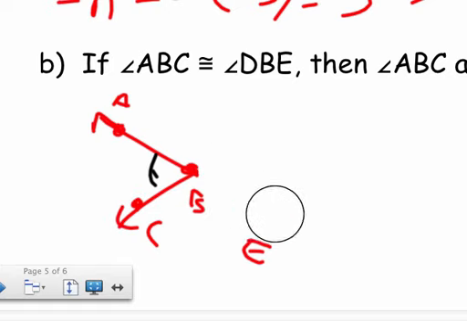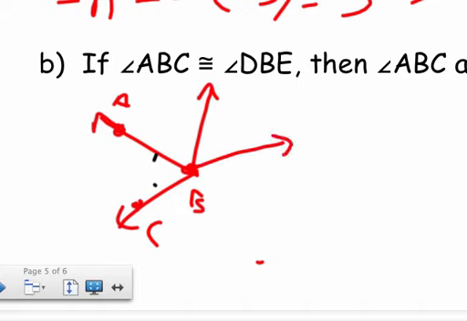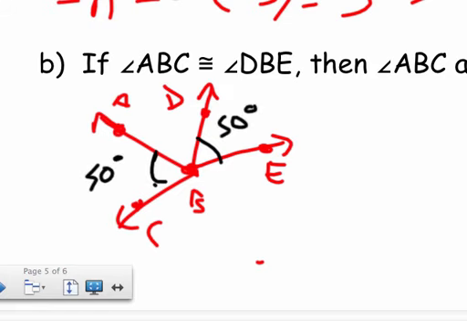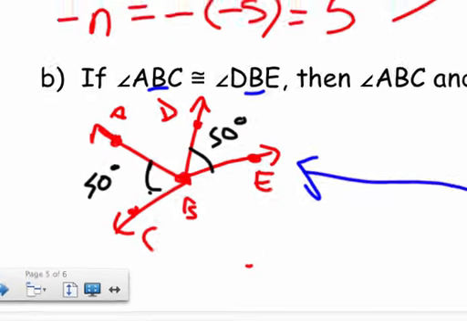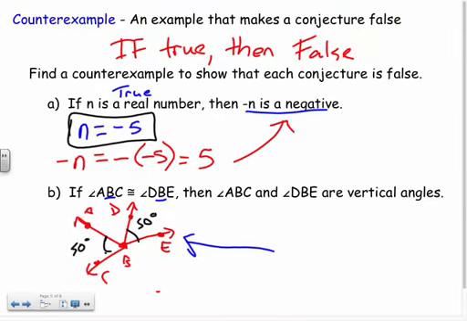But that doesn't have to be the case, does it? What if DBE was a little bit up out here, just like that, and these were still congruent? They don't have to be vertical. They both could be 50 degrees, couldn't they? So there, I just drew a picture that showed this false. Just because they're congruent and they share the same vertex B, that doesn't necessarily mean that they're vertical. And I proved that by drawing that picture. I gave a counterexample with that picture.